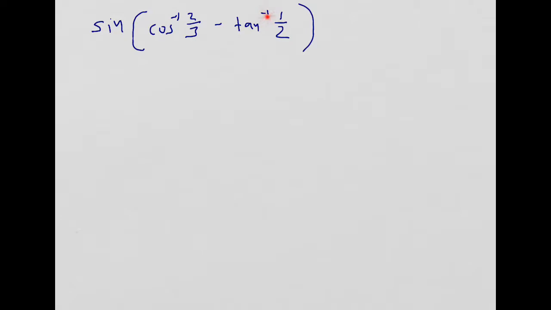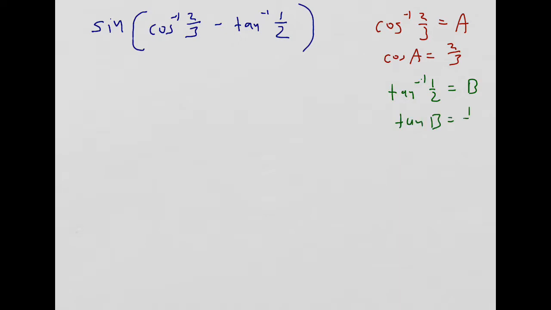And remember, an inverse function is just an angle. So what do we mean by that? We mean that cosine inverse of 2/3 is equal to some angle, I'm going to call it A. Then we know that cosine of A is equal to 2/3. Similarly, if the tangent inverse of 1/2 is equal to some other angle, I'm going to call it angle B, then we know that tangent of B is equal to 1/2. So really what this means is we want to find the sine of A minus B.